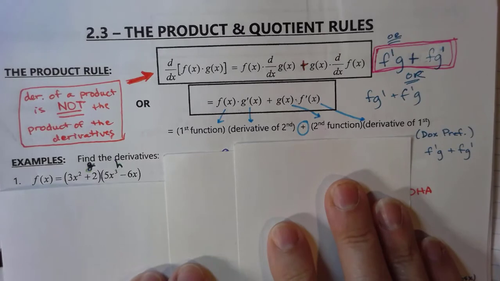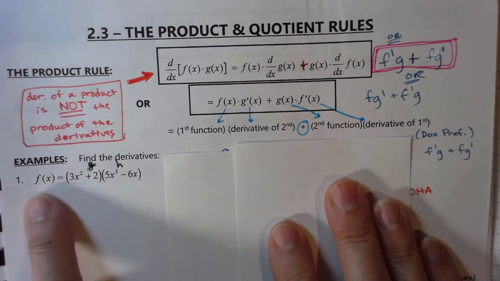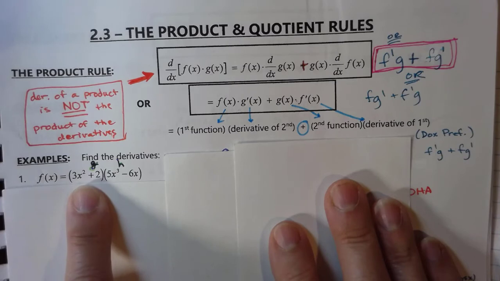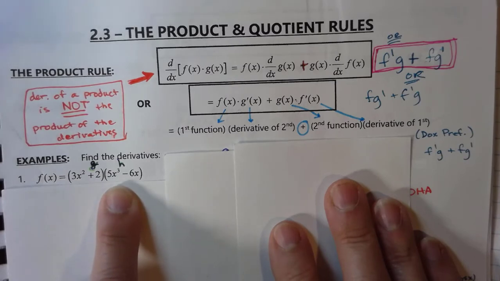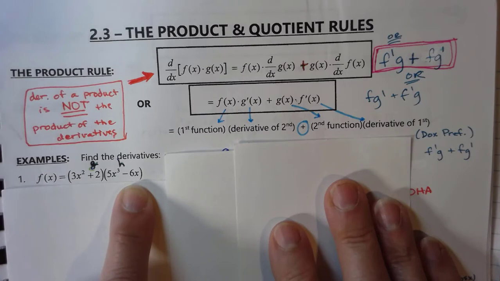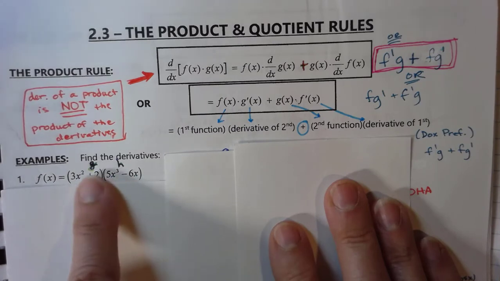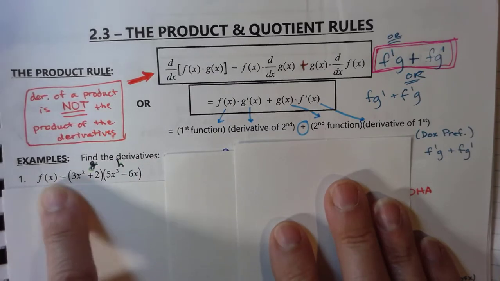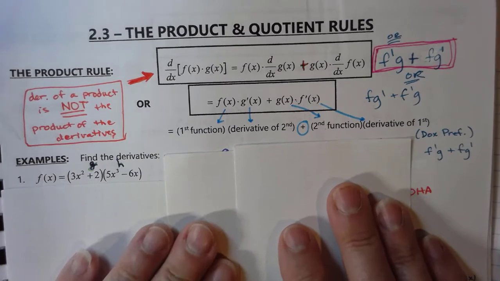Now, a couple of examples. Find the derivatives. Notice that I have f of x is (3x squared plus 2) times (5x cubed minus 6x). Now, I've got to rename these. I can't call these functions f and g like I did up there because the name of my entire function is f. So why don't we call this g and h?